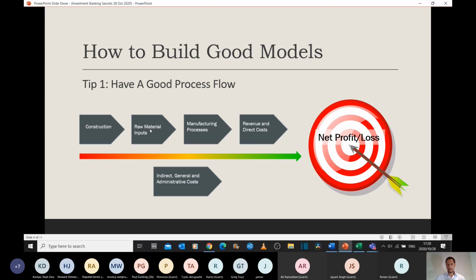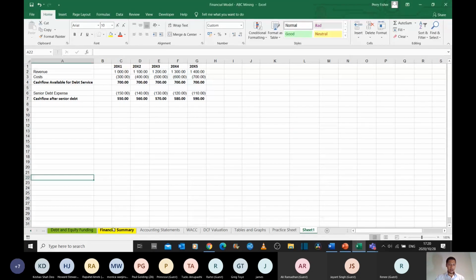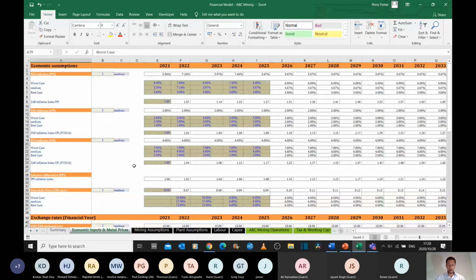Have your raw material inputs feed from a single tab. And these would typically be hard-coded numbers. And you'd also need some hard-coded numbers for your manufacturing processes. And I'll show you an example. So I have a model here that I use for my mining finance and my financial modeling course. And I have all of my economic assumptions on one tab. And these assumptions feed through to every single one of the tabs in my model subsequently.